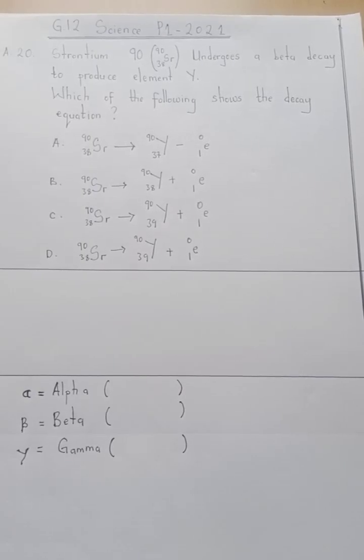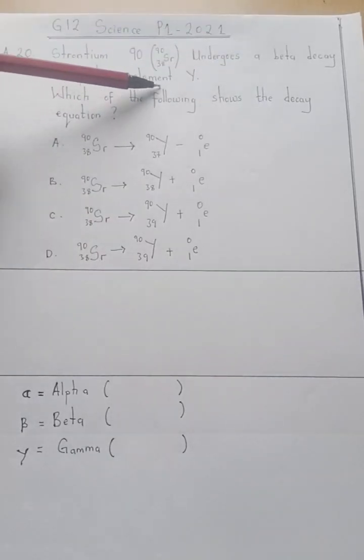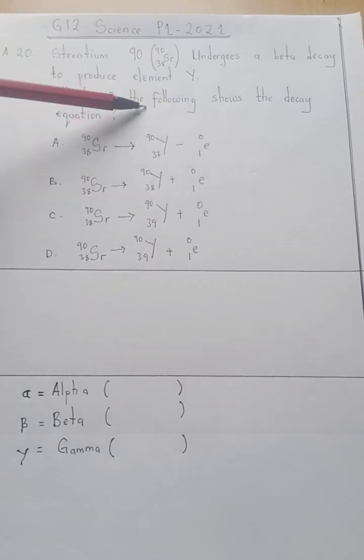So the question is based on nuclear physics or radioactivity. The subtopic is radioactive decay. It was in Science Paper 1 2021, question 20, A20. Strontium-90 undergoes a beta decay to produce element Y. Which of the following shows the decay equation?